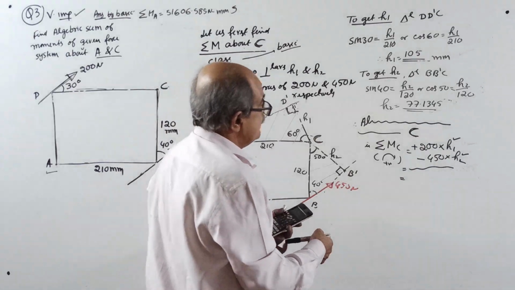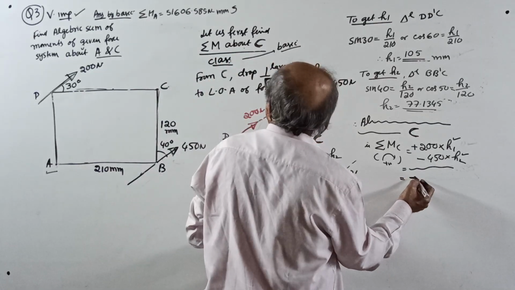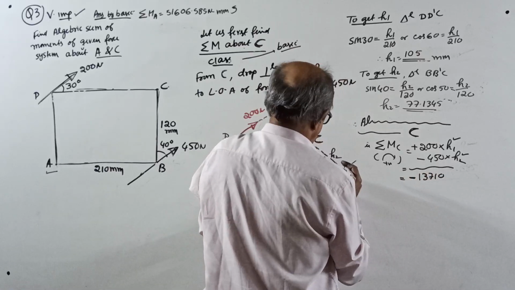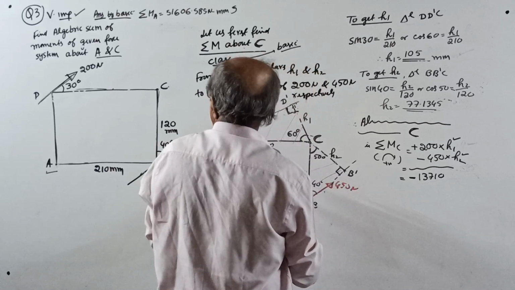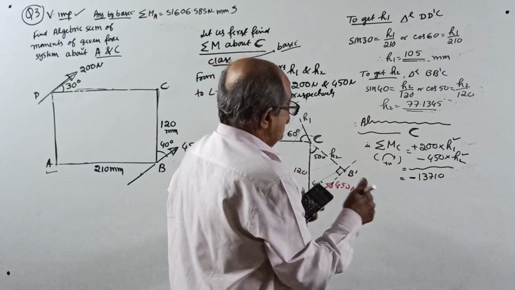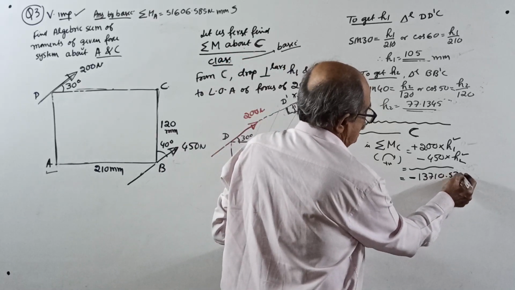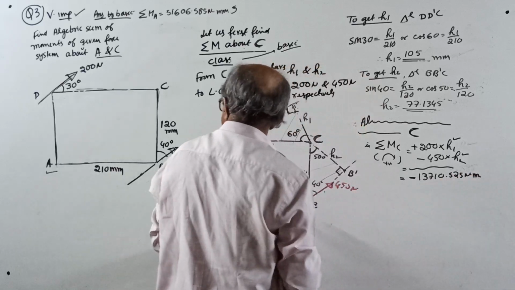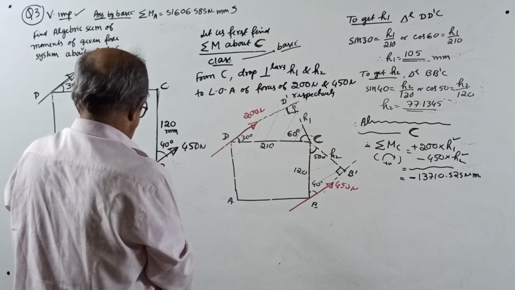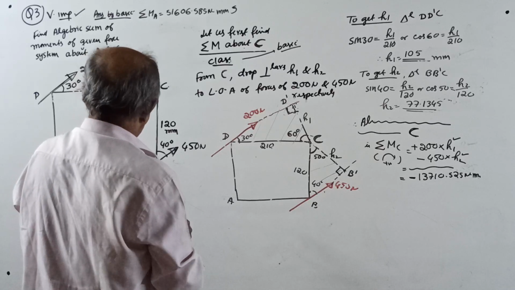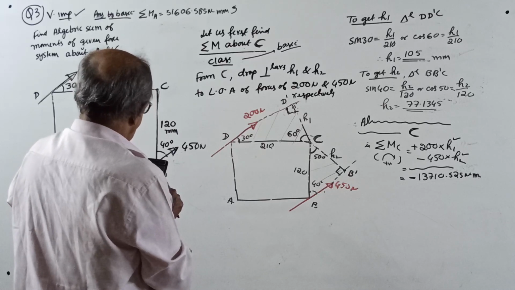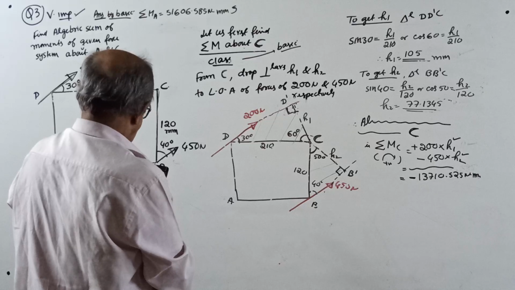Minus 13710 minus 13. Why so such a small? 710, such a small value. Last time it was 51606, correct? Moment about C. Okay, I'll check once again. 13710.525. 0.525 Newton millimeter. I can check easily also. If you want about C, vertical component 105 into 210. Here horizontal component minus 450 into sin 40 into 120.